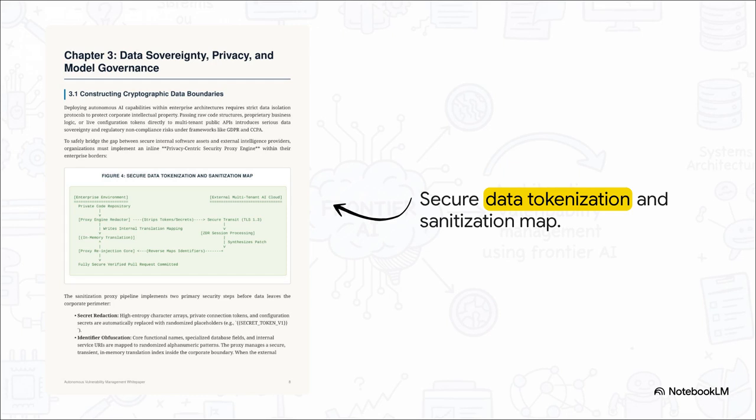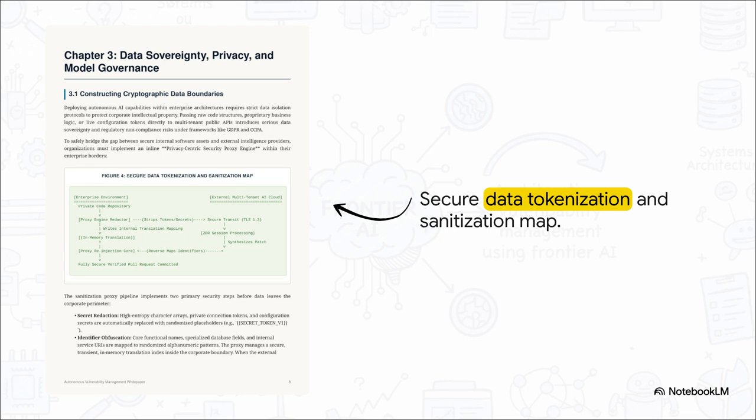If you follow the mapped route here on screen, you can see exactly how this protective shield operates. As your private code repository tries to send data out, the proxy engine redactor steps in and intercepts it. It automatically rips out high-entropy secrets and connection tokens and swaps them with randomized placeholders. At the exact same time, it obfuscates your core functional names and internal URIs, building an in-memory translation map locally.